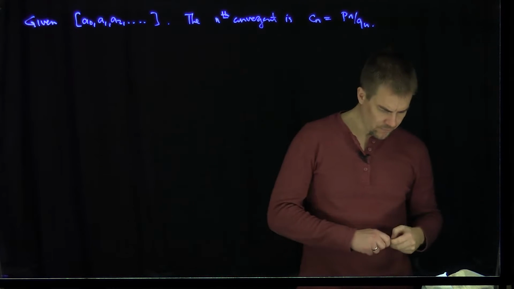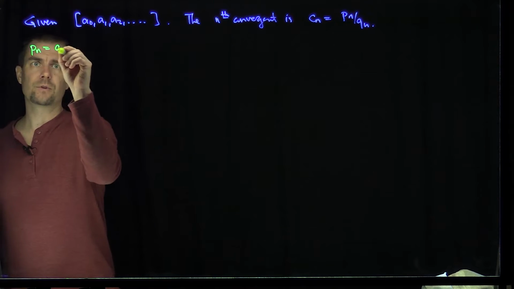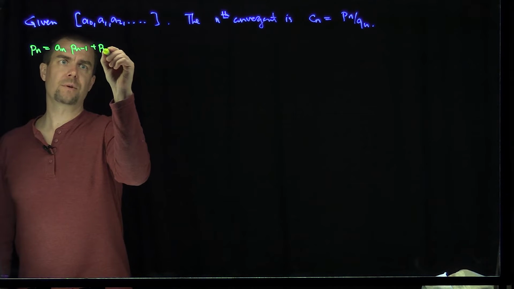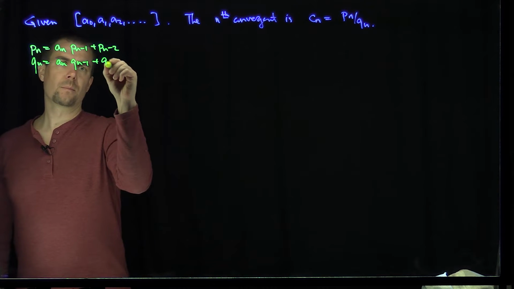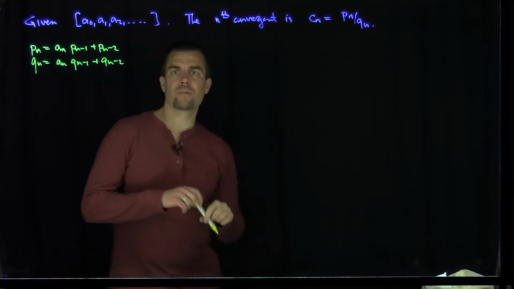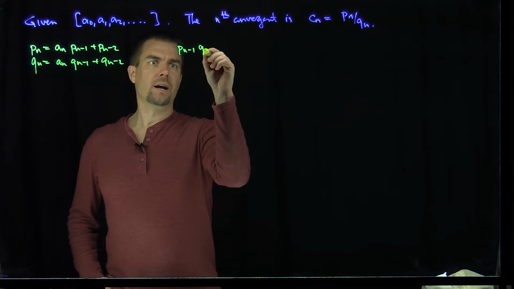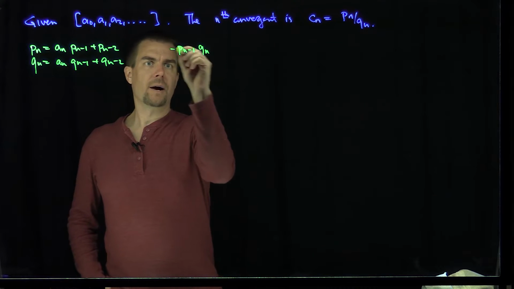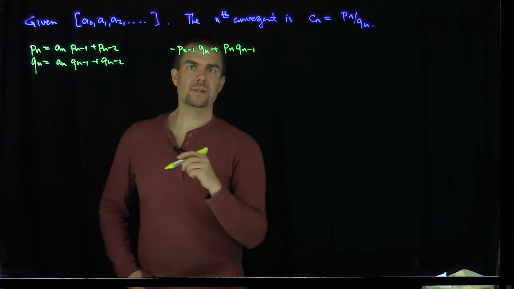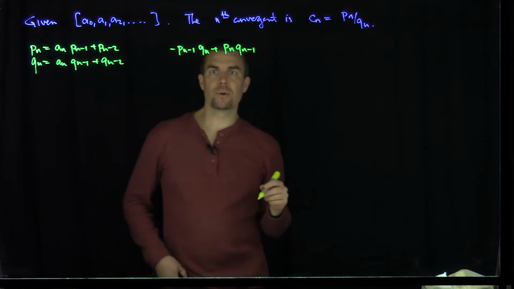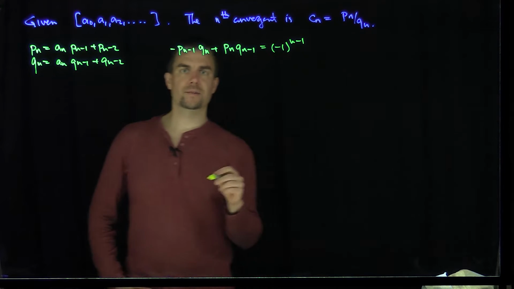What we're going to need for this problem is to recall the recursion formulas for P and Q. So we know that Pn is equal to an Pn minus 1 plus Pn minus 2, and Qn, from a previous video, is an Qn minus 1 plus Qn minus 2. Now we have the following result. If I look at minus Pn minus 1 times Qn plus Pn times Qn minus 1, I claim that this combination is going to be negative 1 to the n minus 1. So let's see why that's the case.